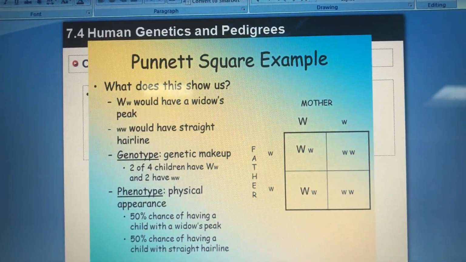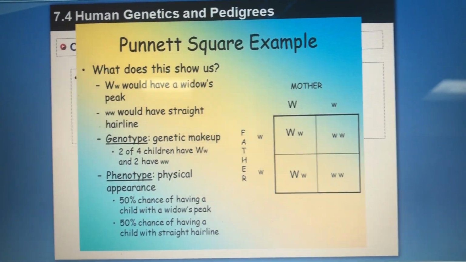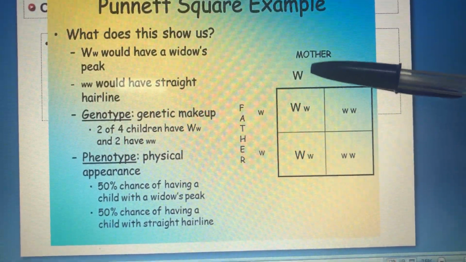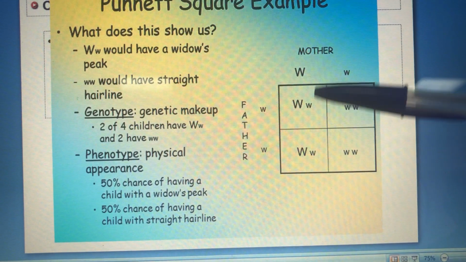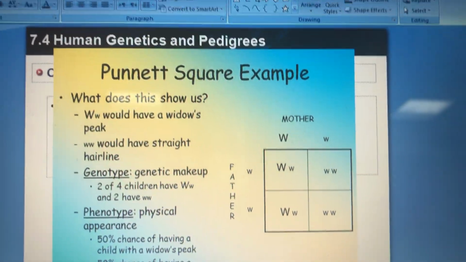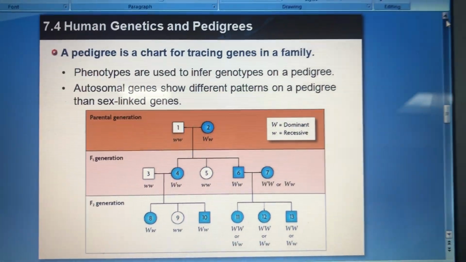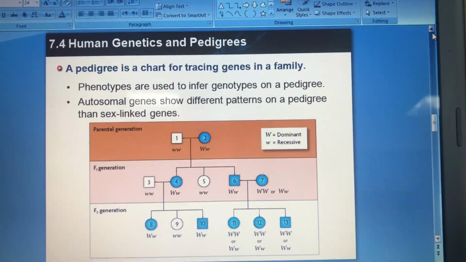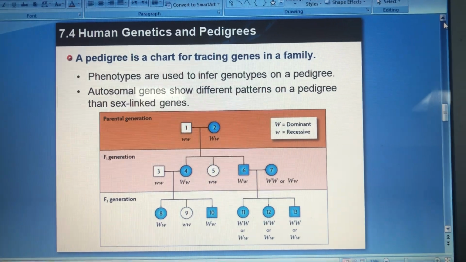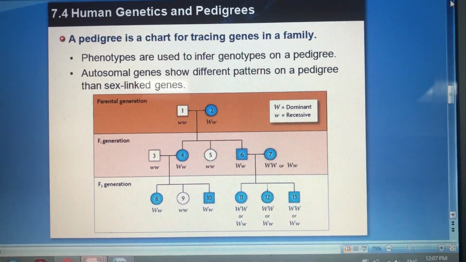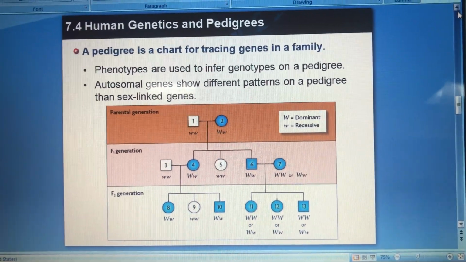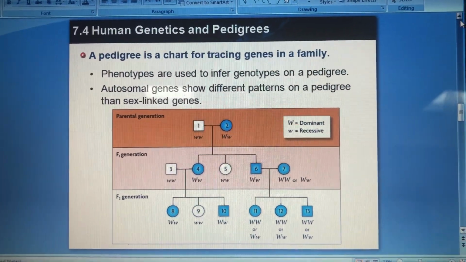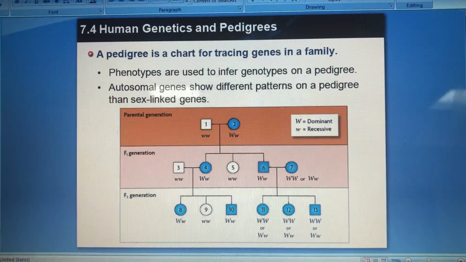We learned before that the Punnett square is a method to predict the phenotype from the genotype. Now there is another method which is used, which is a pedigree. It's like a family tree. It is used for tracing genes in a family. يعني to trace or predict the genotype from the phenotype. It's opposite to the Punnett square. Now these phenotypes are used to infer genotypes on a pedigree.